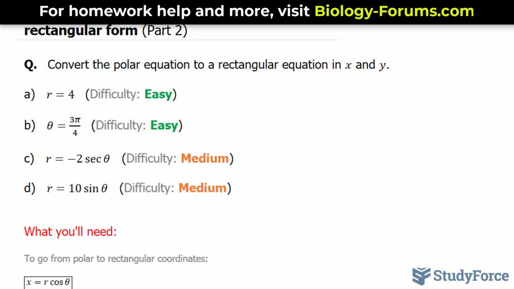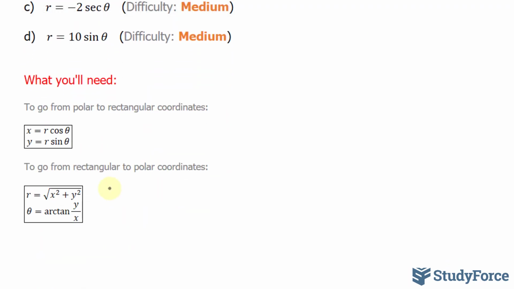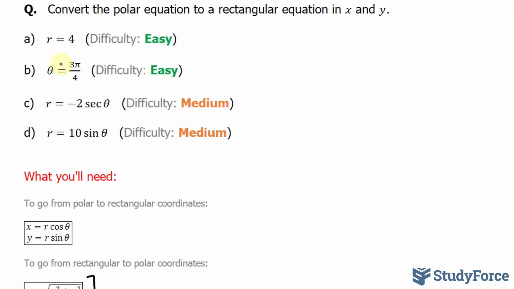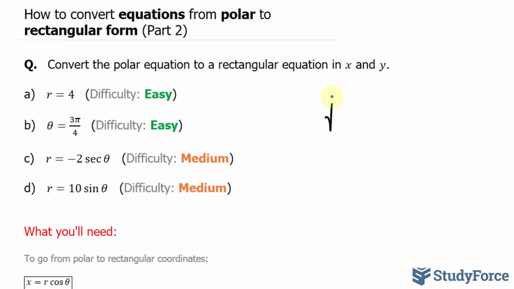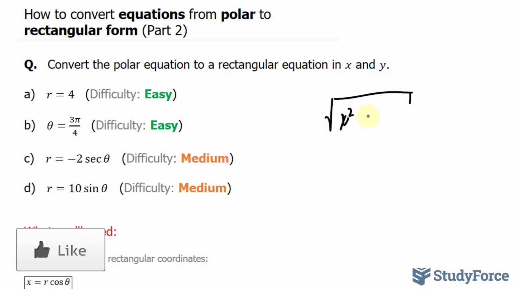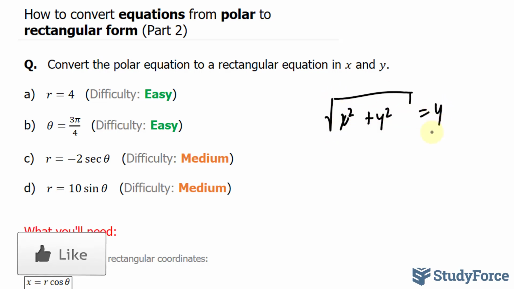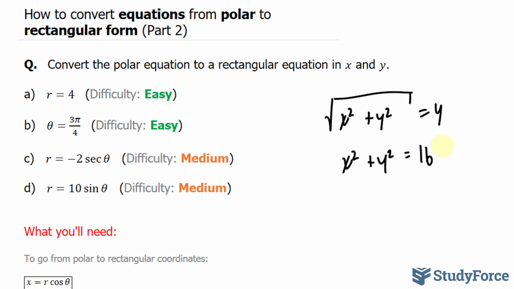To go from polar coordinates to rectangular coordinates, we use these two formulas mainly. With that being said, we have r is equal to 4. All we have to do is replace r with the square root of x squared plus y squared. So we have the square root of x squared plus y squared is equal to 4. Now our equation is exclusively in terms of x and y, which is what we want. As an added step, you can square both sides, where we end up with x squared plus y squared is equal to 16. And this is an equation of a circle of radius 4.